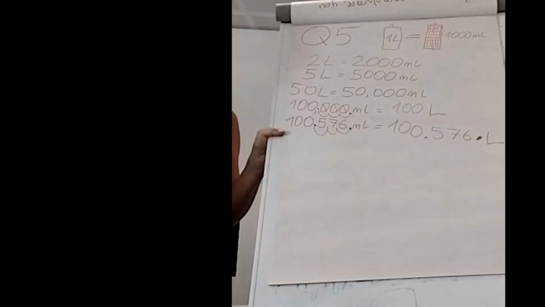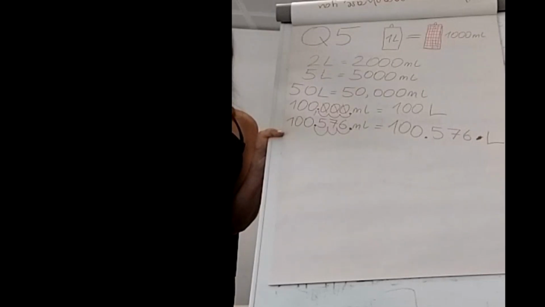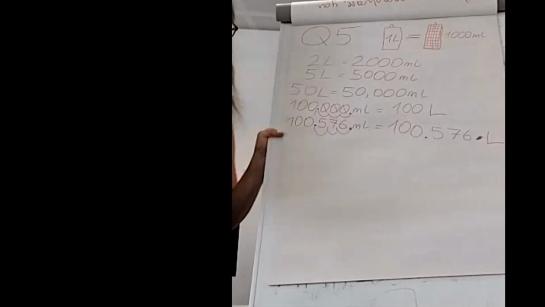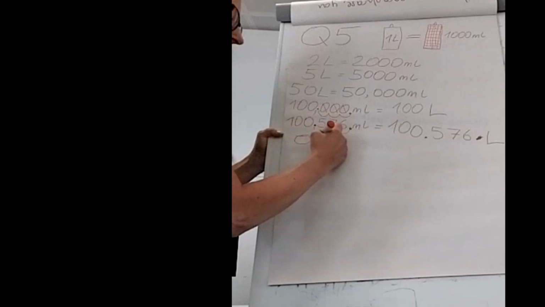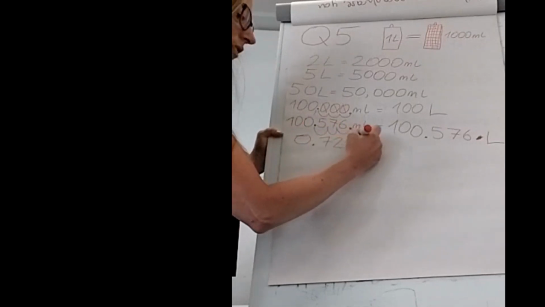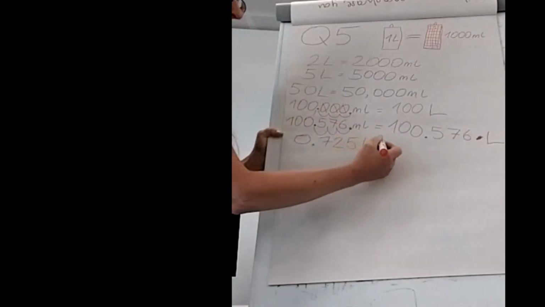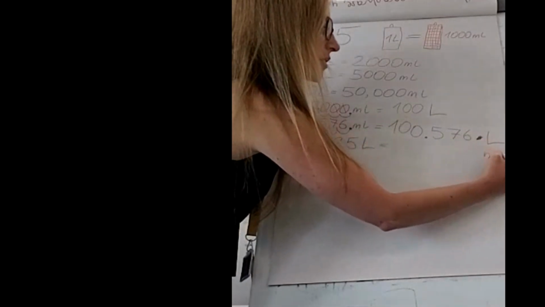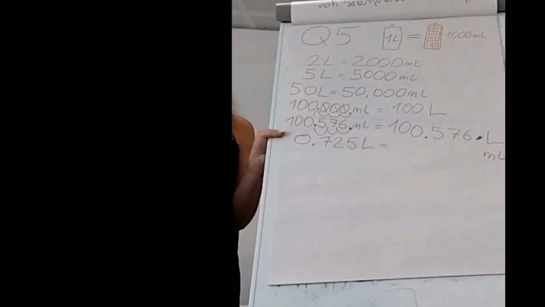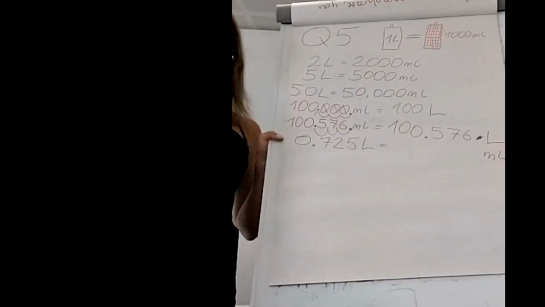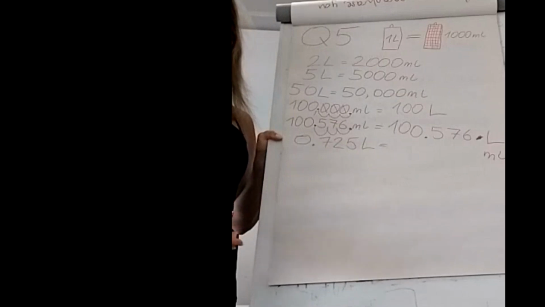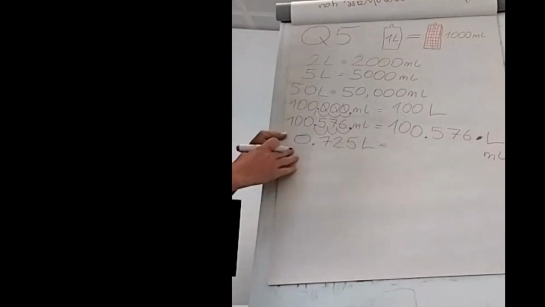If you have 0.725 liters, okay, wait a second. 0.725 liters. 2 milliliters. Okay, let's do this together. Hannah said, "This is something." She's looking at me like this is a challenge now, Manuela. Go and get it. Now let's try it together.